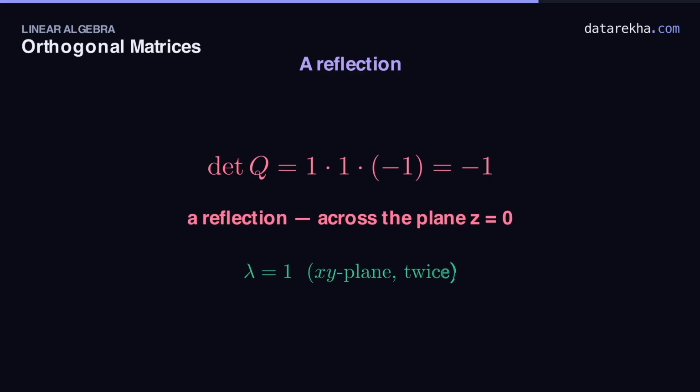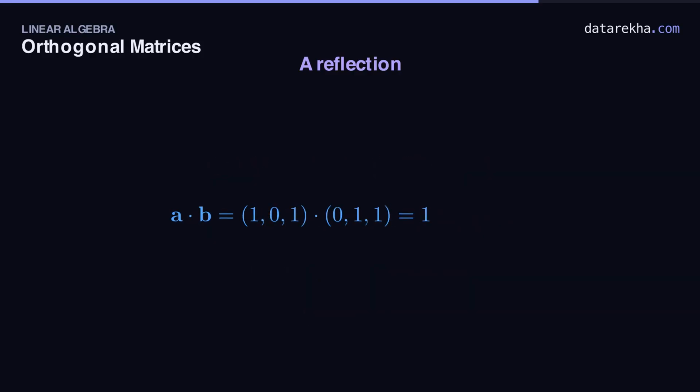Its eigenvalues read straight off. Vectors in the xy plane are untouched, so lambda is 1. Vectors along the z-axis flip, so lambda is minus 1. Both have size 1, true of every orthogonal matrix. And a quick numeric check. Two vectors A and B have dot product 1. Reflect both. The third coordinate flips, and their dot product is still 1. Same dot product, same lengths, so the angle is perfectly preserved.